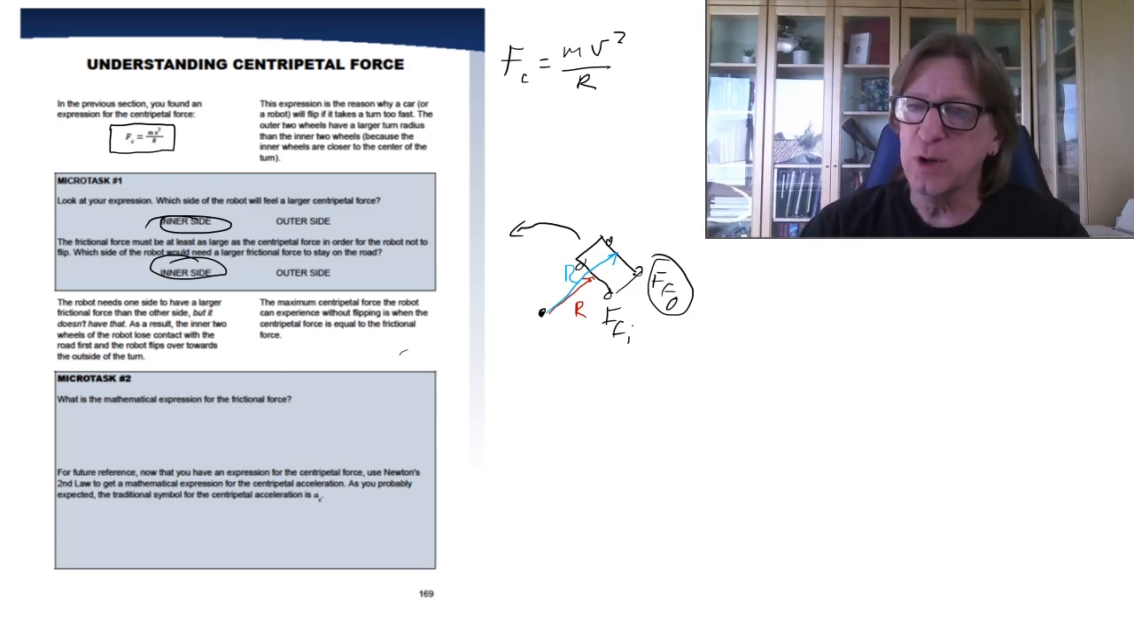So we're going to use that principle then to figure out how fast can I go without flipping. So first thing we need to do, we know it depends upon the friction. So go through your flip book and find the expression for the frictional force.